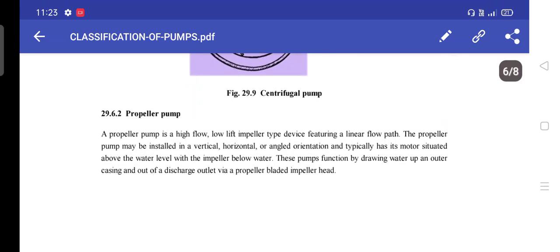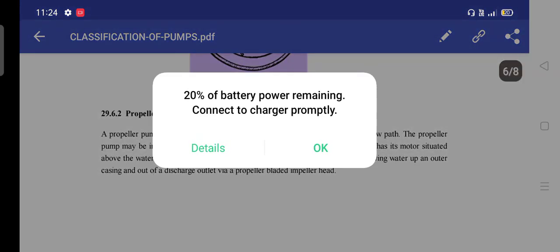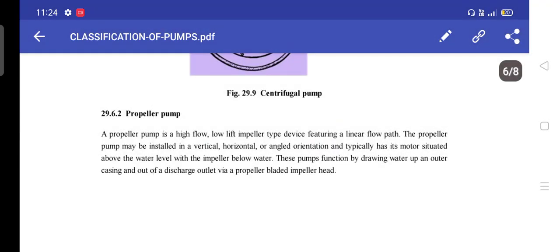So, propeller pumps. A propeller pump is a high flow, low lift impeller type device featuring a linear flow path. The propeller pump may be installed in a vertical, horizontal or angled orientation, and typically has its motor situated above the water level with the impeller below the water. These pumps function by drawing water up an outer casing and out of the discharge outlet via a propeller bladed impeller head.